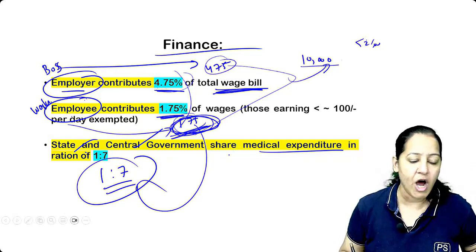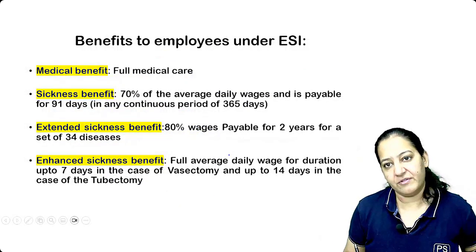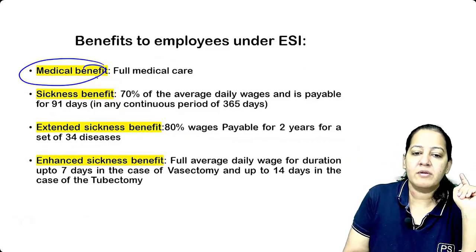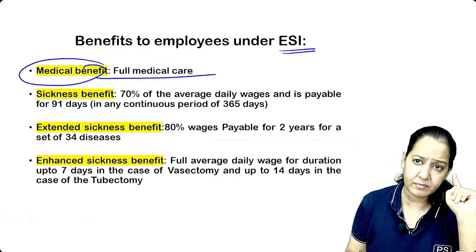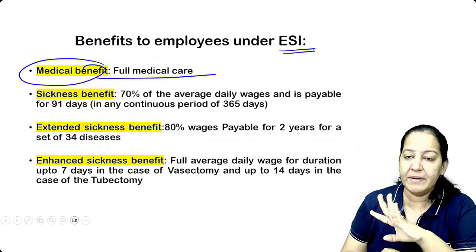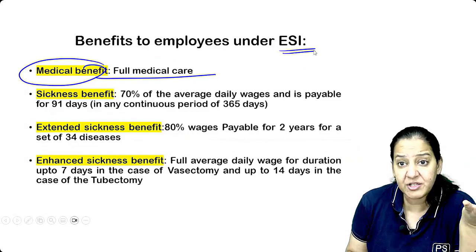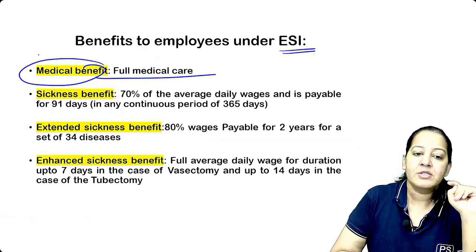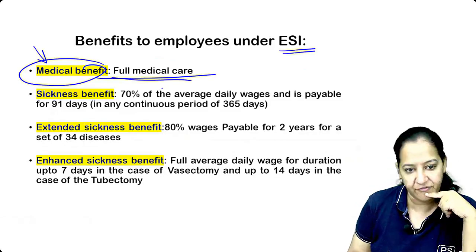This is the finance. How many of you got the finance? What benefits will you give to this person? Full medical benefit. So there are ESI hospitals. If he is having any disease, that will be treated free of cost. For diagnosis, for treatment, no money will be taken. It's health insurance. So he will be given full medical care free of cost.